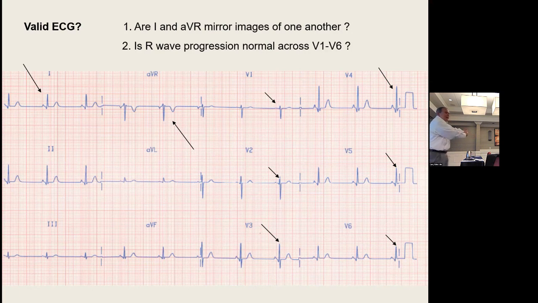Why? Because that's where the left ventricle is. And if height equals force, doesn't it make sense that the peaking of the R wave should occur out at V5 or V6, or V4 or V5, and then get smaller? So we want to see normal R wave progression. And these are our 2 validity questions, and you can see how quickly you can answer them.